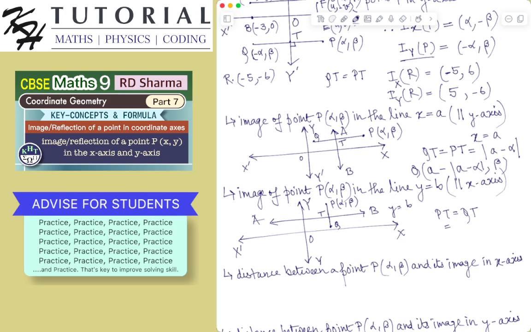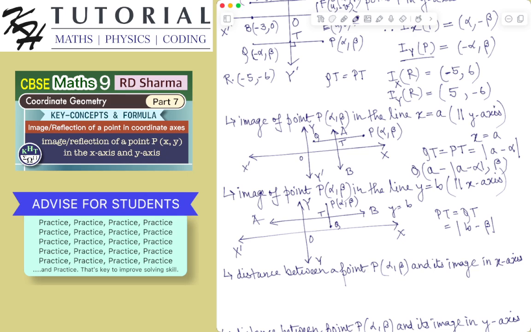And this is nothing but the absolute value of b minus beta, where b is coming from the equation of the given line AB, which is y equals b. So b minus beta, beta is the ordinate of the point P. So the point Q is also at a distance of modulus of b minus beta from the line AB, and it is below the line AB because the point P is above the line AB. If the point P was below the line AB, then Q would have been above the line AB.